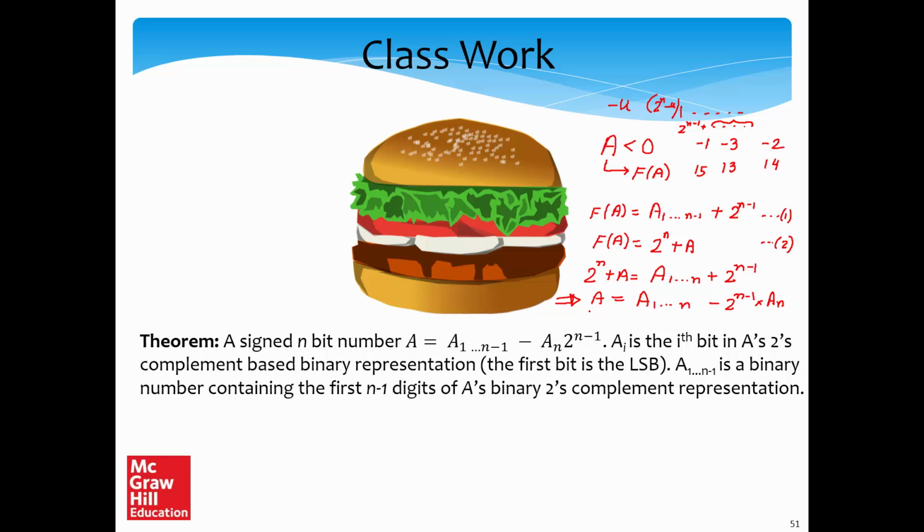So this expression over here: a is equal to the number formed by considering the first n minus 1 bits in a's 2's complement representation, which is this number over here, minus 2 to the power n minus 1 times an, where an is the nth bit, and in this case we know it's 1. So we proved it for the case that a is less than 0, and the proof for the case that a is greater than 0 is trivial. The main reason being that an is 0, and so we remove 0 out of the number, we have the same number.